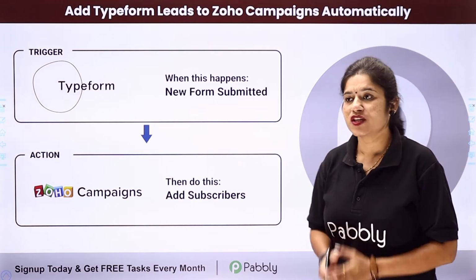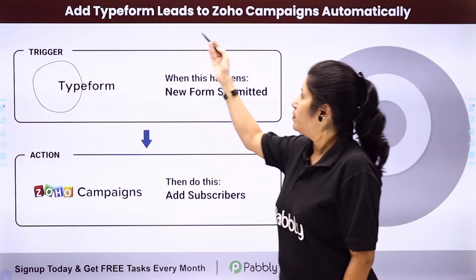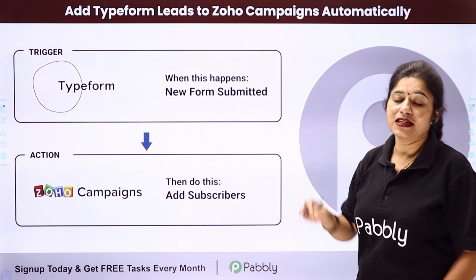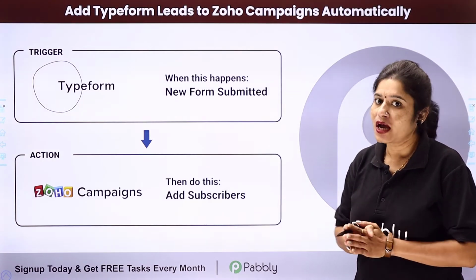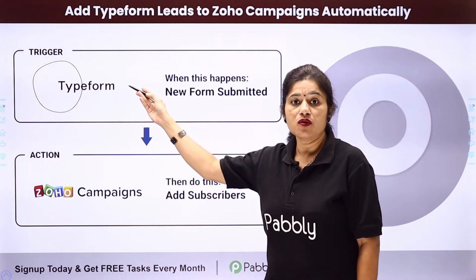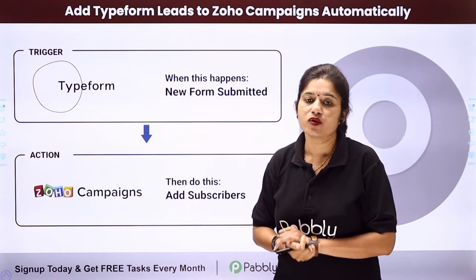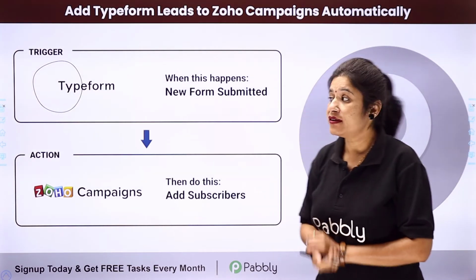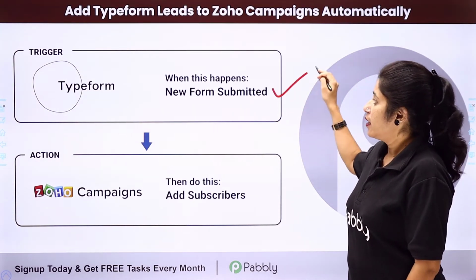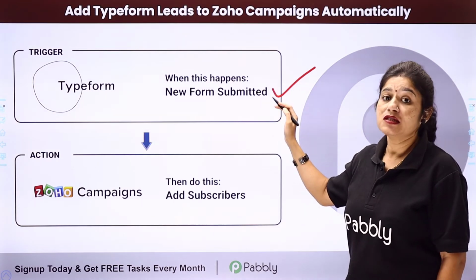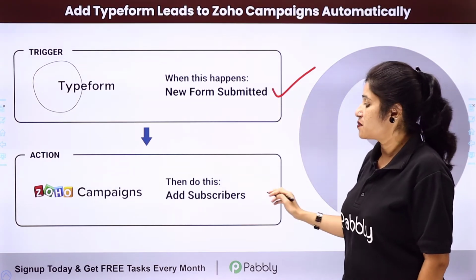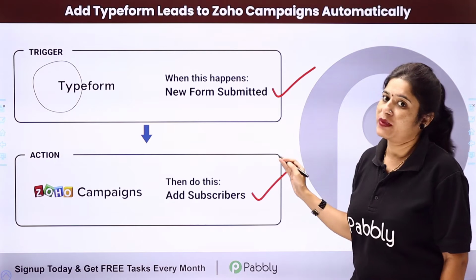In this video, we are going to learn how you can add Typeform leads to Zoho Campaigns automatically. The idea here is that you have created a form using your Typeform account and embedded it on a website to capture the leads. Now you want that whenever a form is submitted and you have received the form submission details, a new subscriber should get added to your Zoho Campaigns account using those details.